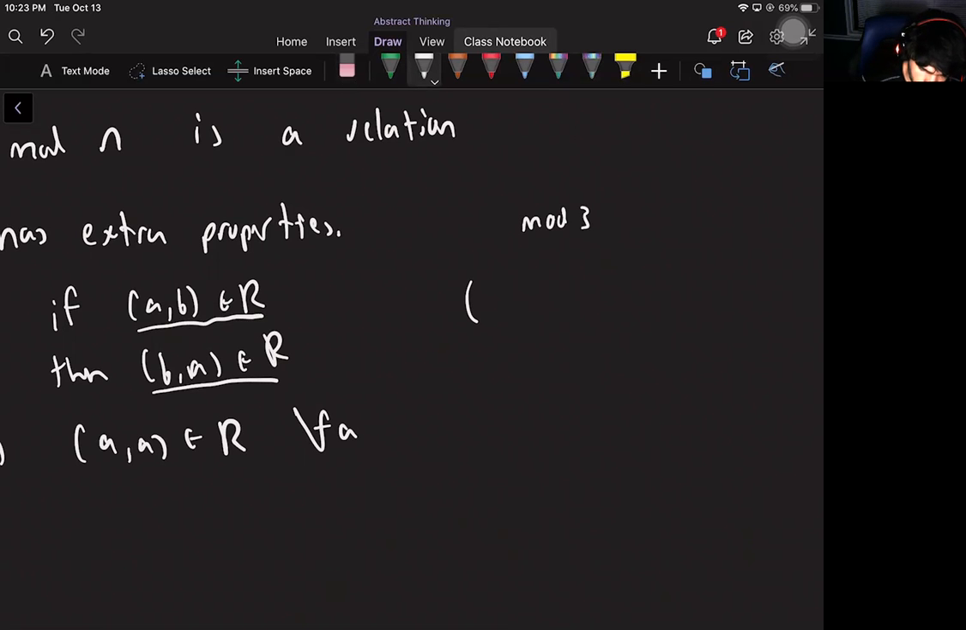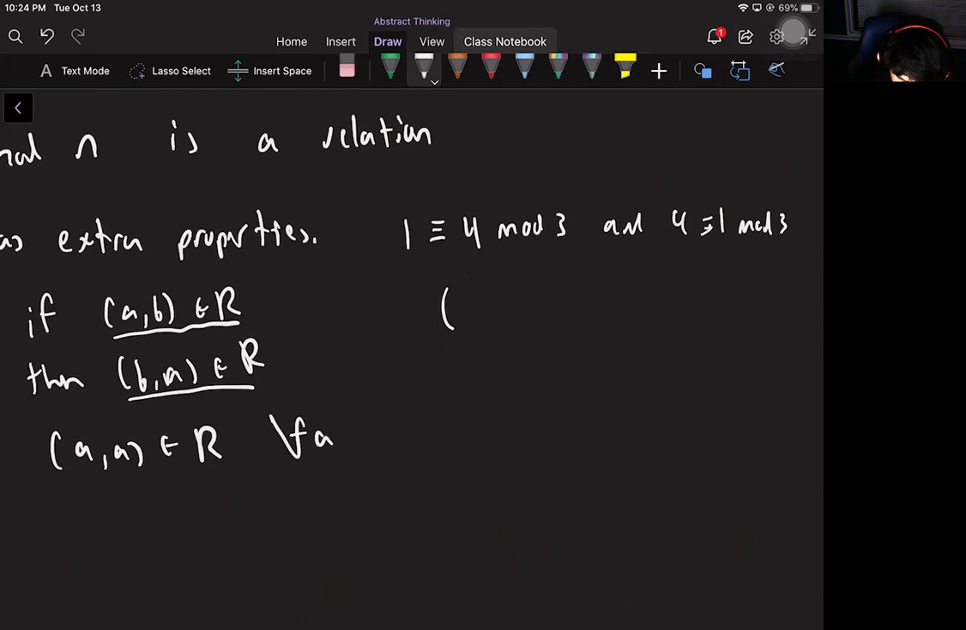for example, 1 was related to 4, but also 4 was related to 1, and that was true for every pair of numbers, because if you subtract in the opposite direction, you'll just get a negative, and if something divides a number, it also divides the negative of that number. So that's why that's happening. So this is just an example of that nice property.